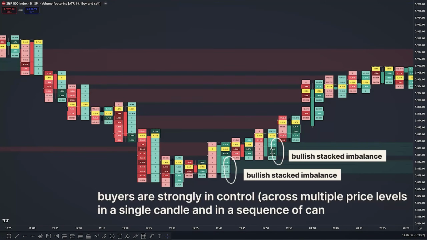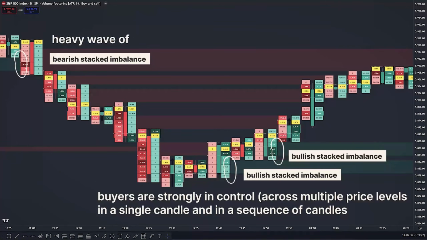If that keeps happening across multiple price levels in a single candle or a short sequence of candles, you know that buyers are strongly in control. The price often shoots up. Conversely, a big imbalance on the bid side is a heavy wave of sells that can drive price down.